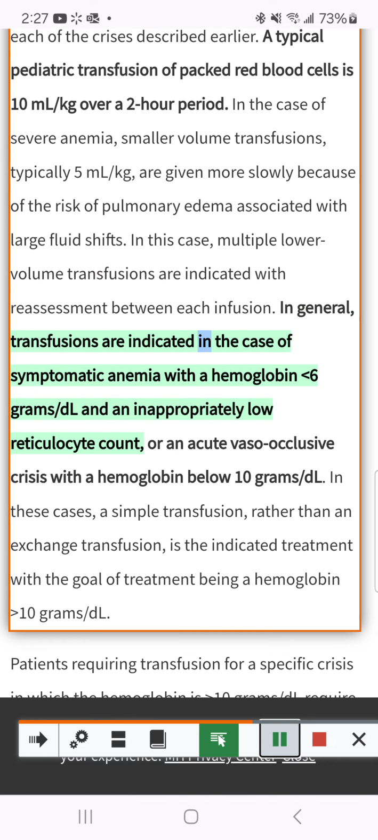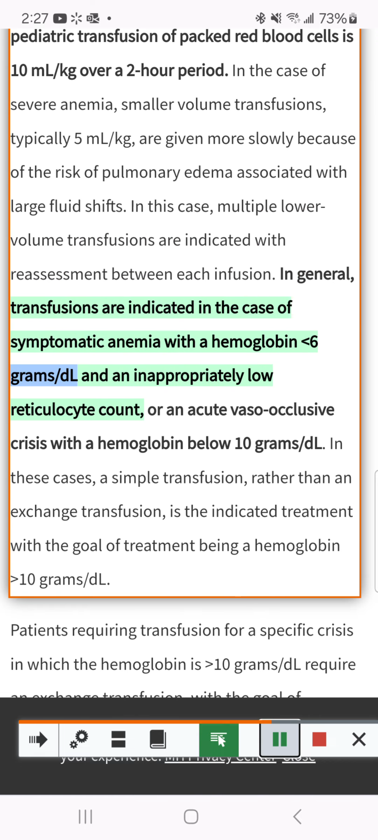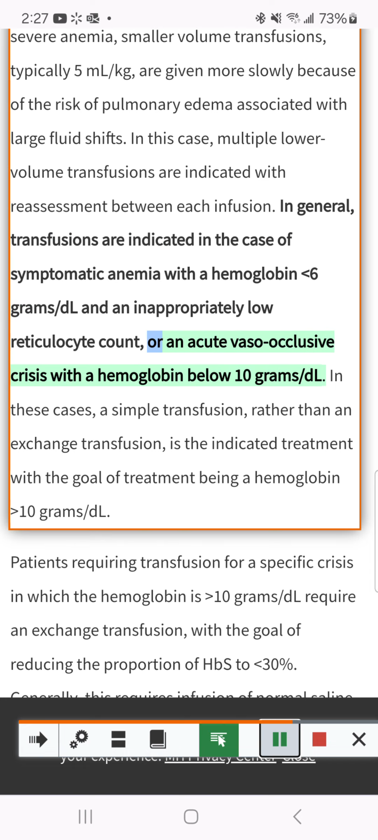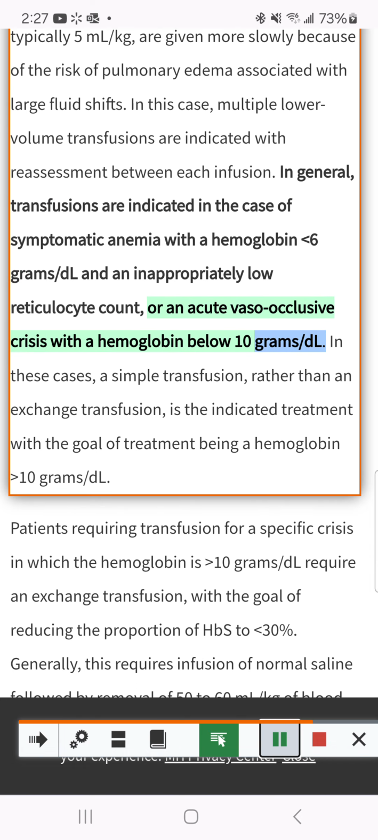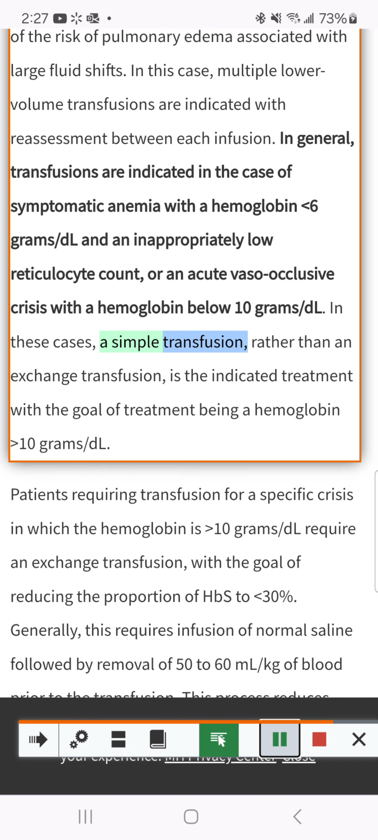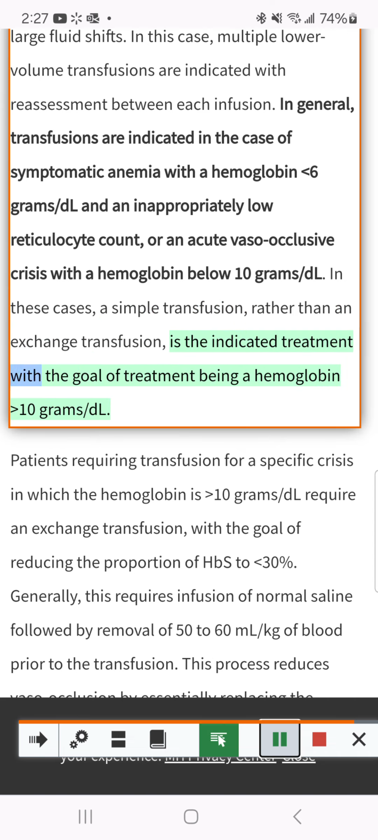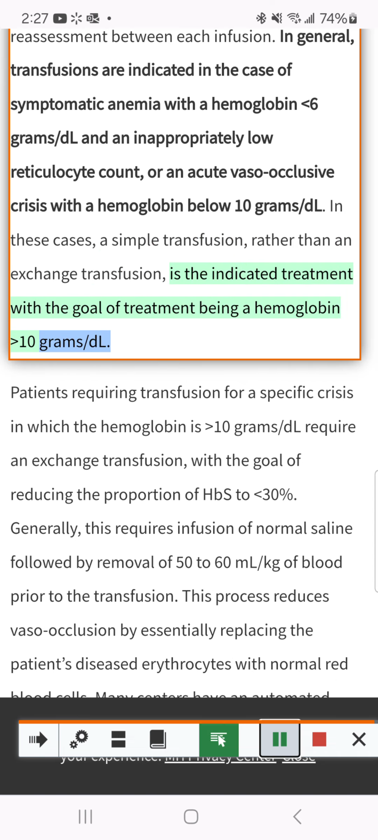In this case, multiple lower volume transfusions are indicated with reassessment between each infusion. In general, transfusions are indicated in the case of symptomatic anemia with a hemoglobin less than 6 grams per deciliter and an inappropriately low reticulocyte count, or an acute vaso-occlusive crisis with a hemoglobin below 10 grams per deciliter. In these cases, a simple transfusion, rather than an exchange transfusion, is the indicated treatment with the goal of treatment being a hemoglobin greater than 10 grams per deciliter.